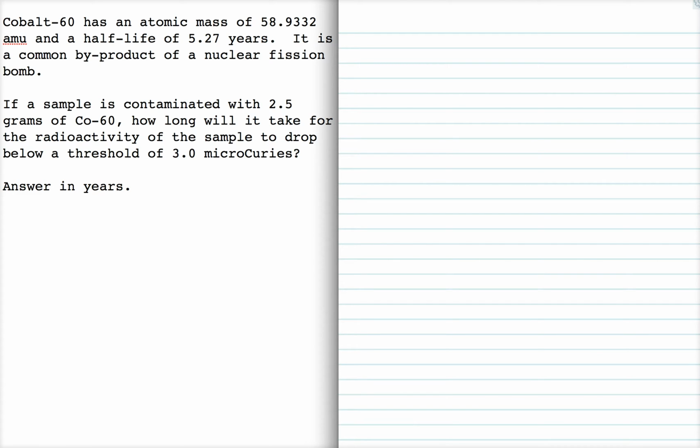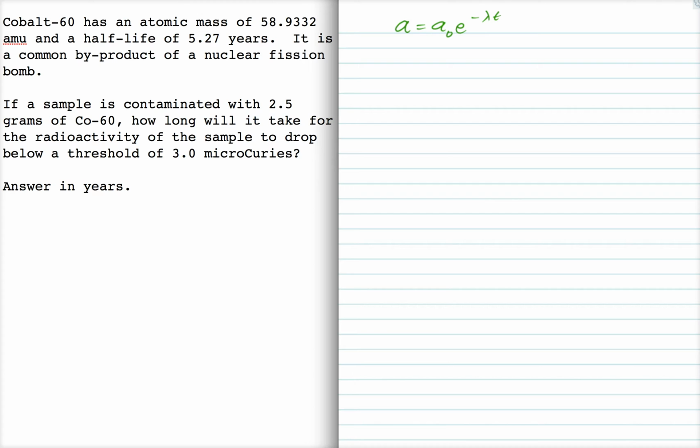So let's start by looking at the big picture here. We're talking about the radioactivity of the sample. We want it to drop below some threshold. So the equation we're going to be using in this problem is that the activity is equal to the initial activity minus lambda t. Okay?